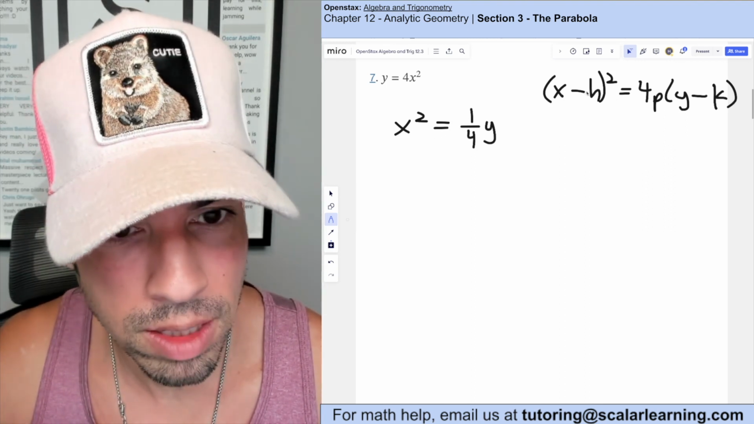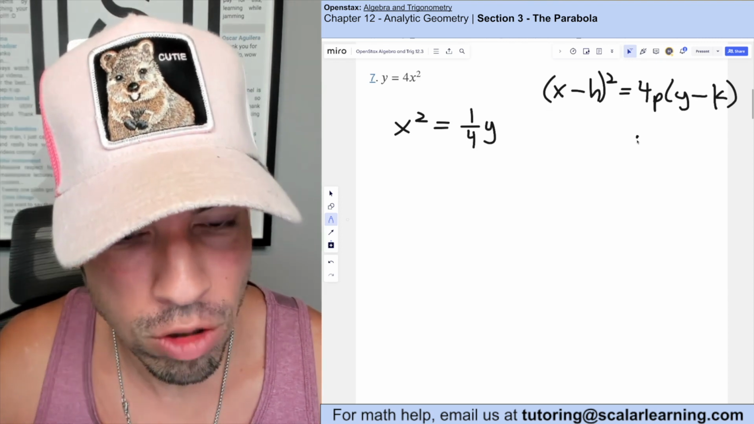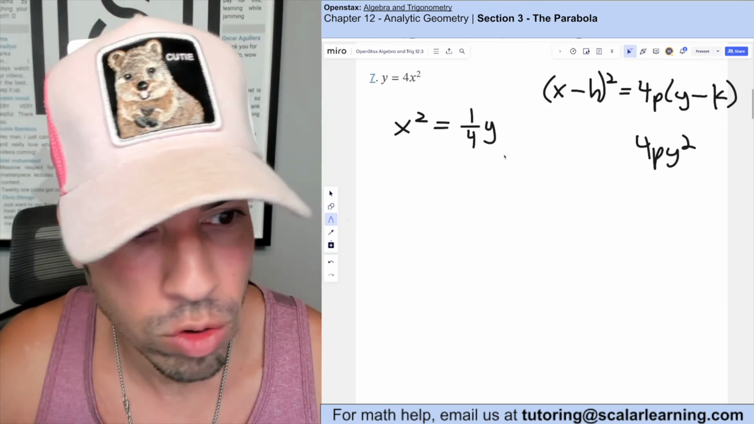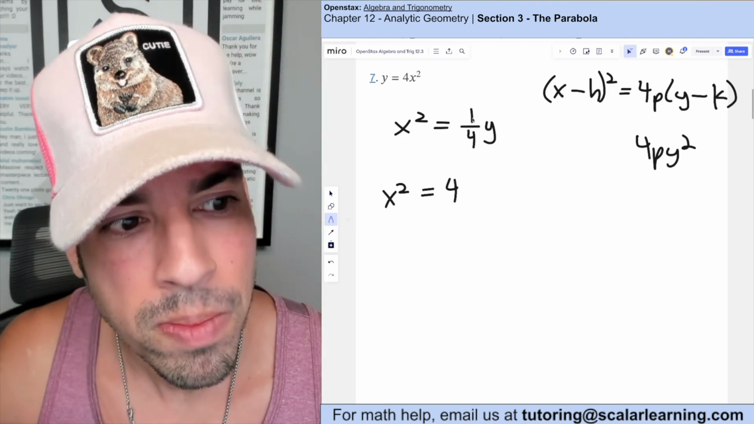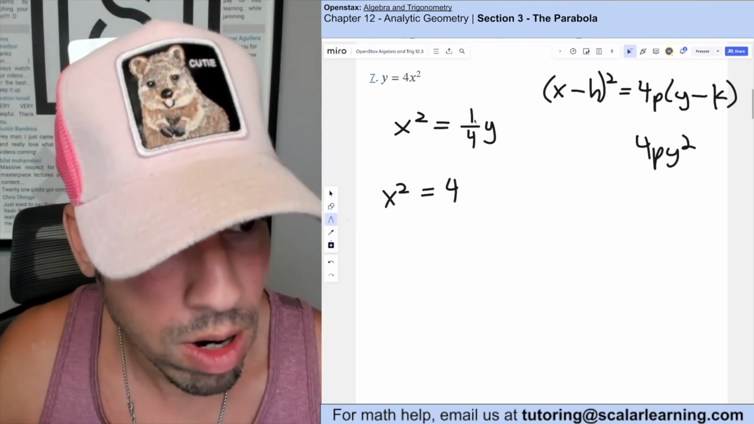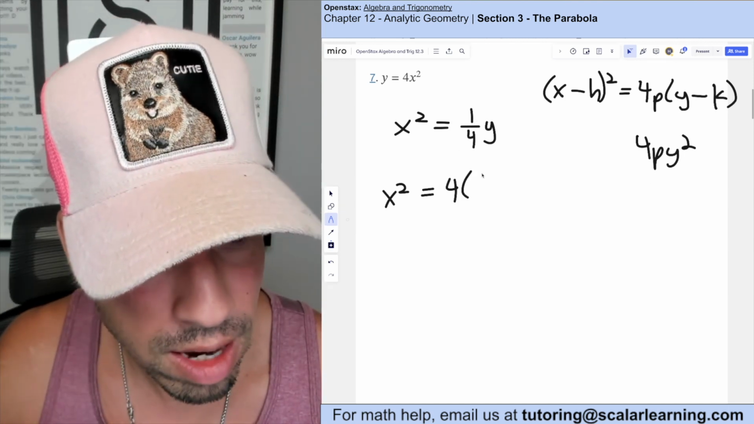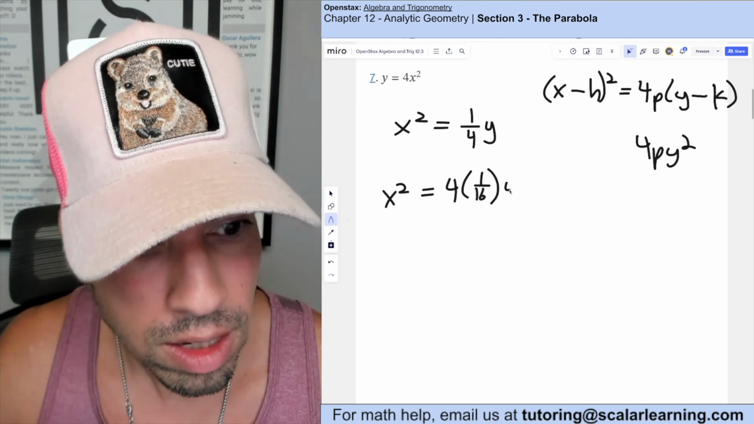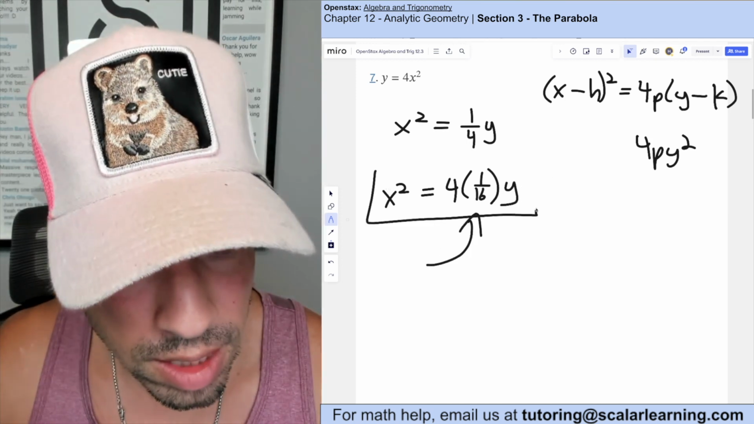So we don't have to worry about the h and the k values, but since the right-hand side should basically be 4py, and we have this, I'm going to rewrite it with a 4 out front. If I extract a 4 out of that 1/4, meaning divided by 1/4, what do I have left? I have 1/16 times y, which means this is my p-value. But anyways, that's how you do it.